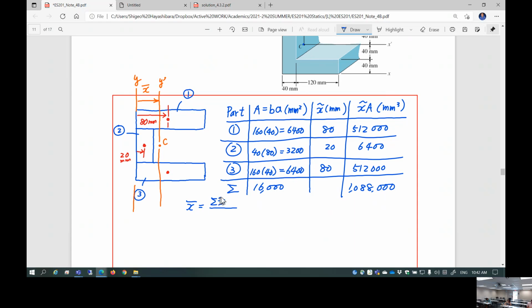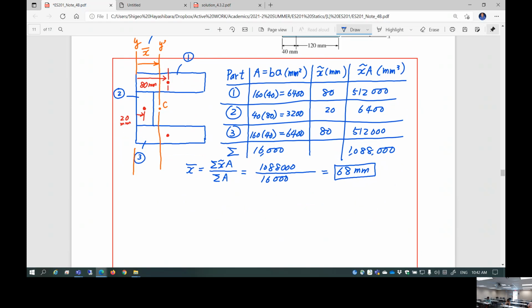So now you can determine the location of the centroid, x bar, which is the summation of x tilde A divided by the summation of A. So this is 1,088,000 divided by 16,000. This is going to be 68 millimeters. So now we know the centroid. Okay, so next step.